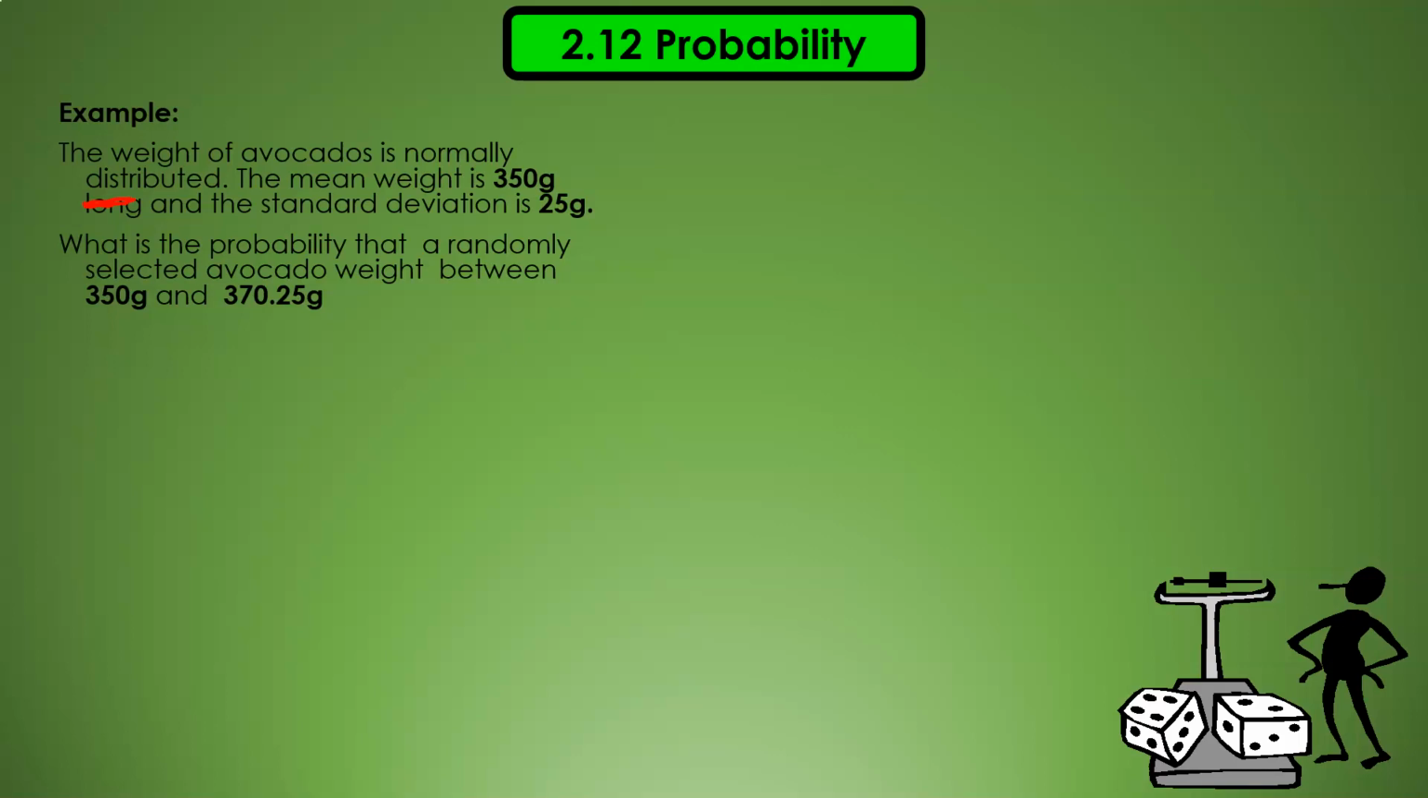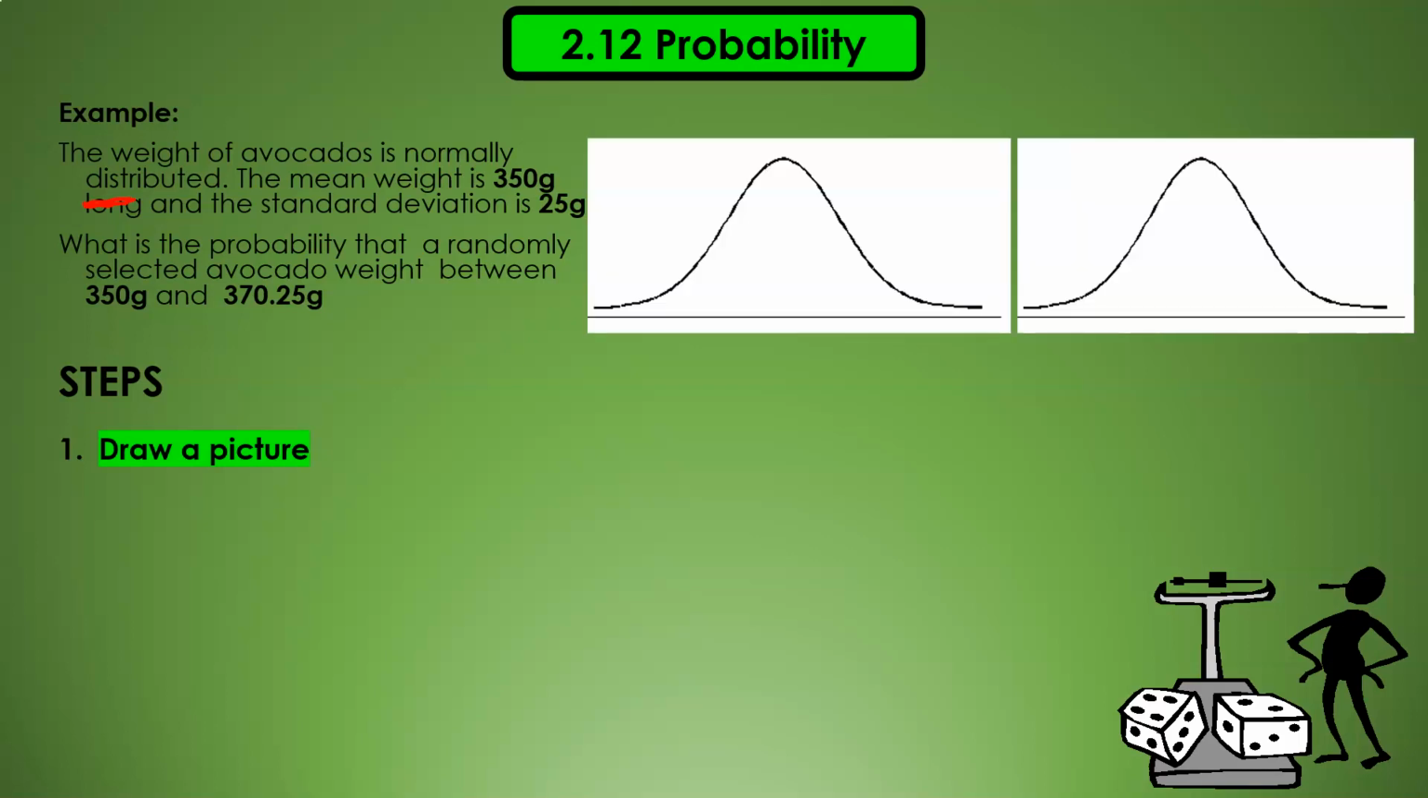So the key thing is, whatever questions we do for the next couple of lessons, there is a basic series of steps that you should always follow. The first of which is drawing a picture of what you're trying to do. Draw a picture because it's hard to visualize what we're doing. And when I say a picture, I just mean a normal distribution curve.